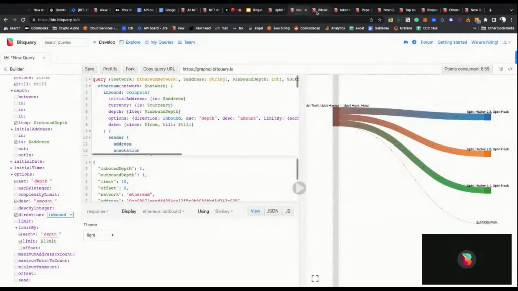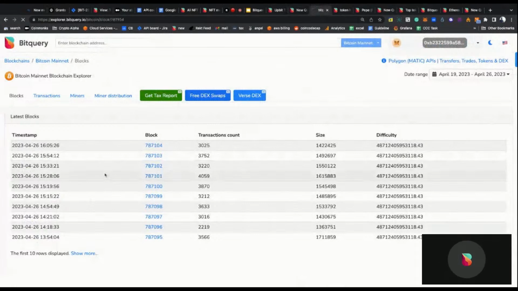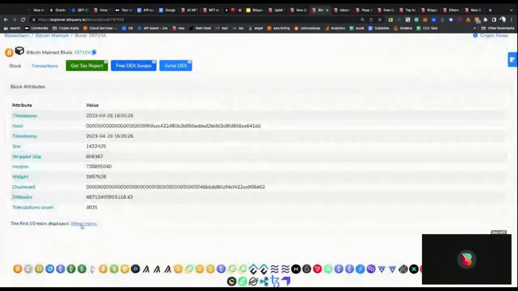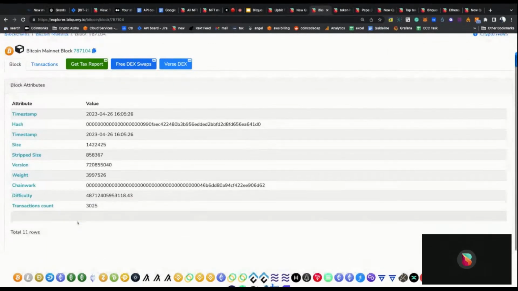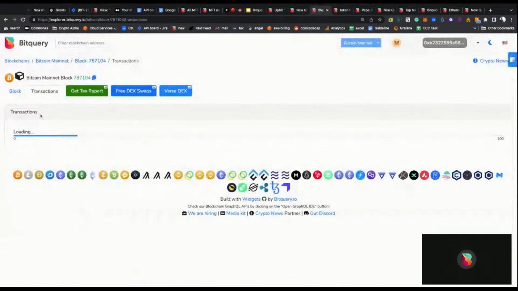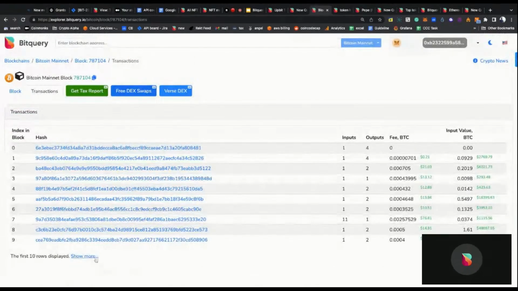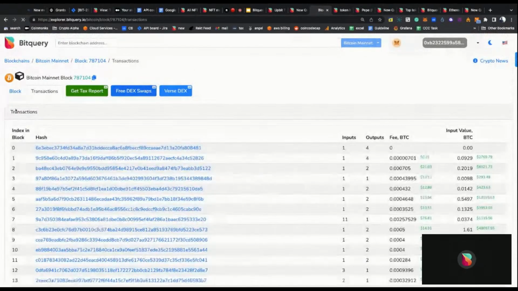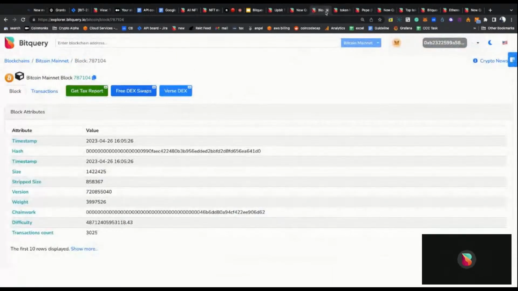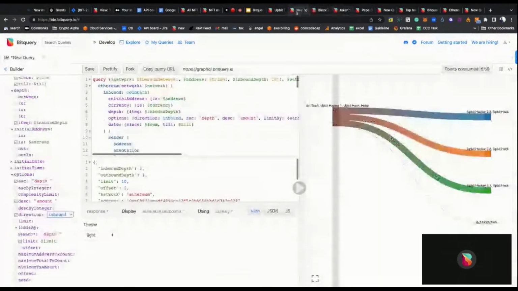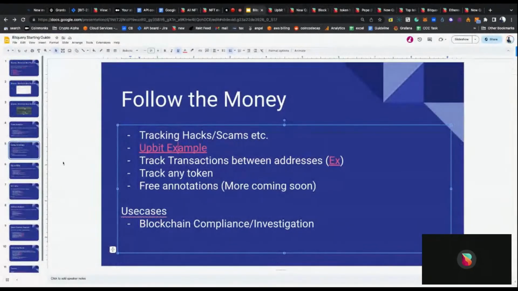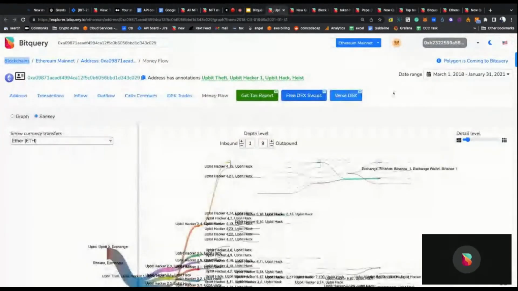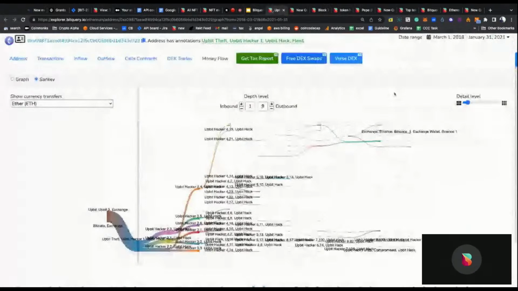Okay, cool. But you can get fees and the number of transactions. You see difficulty here. Let me show you more things. You see transactions. These are transactions involved in a certain block. Yes, so you can see all these details. Let me go back. Yes, so this way you can actually track money on chain basically.